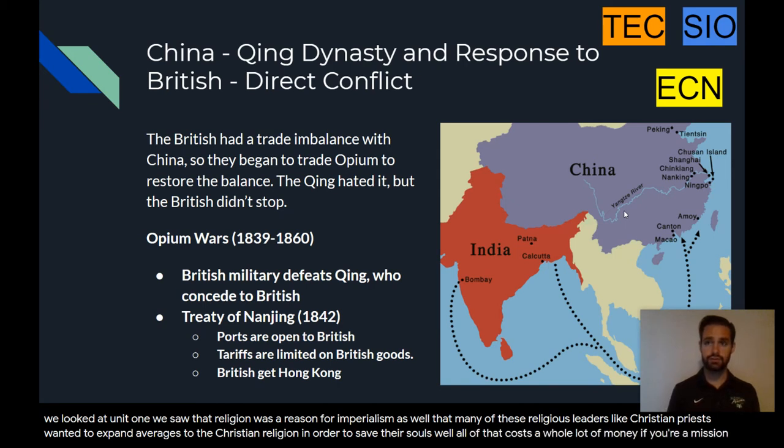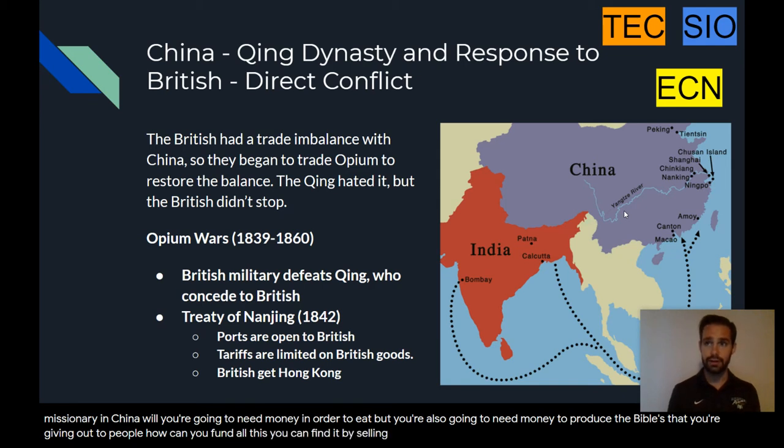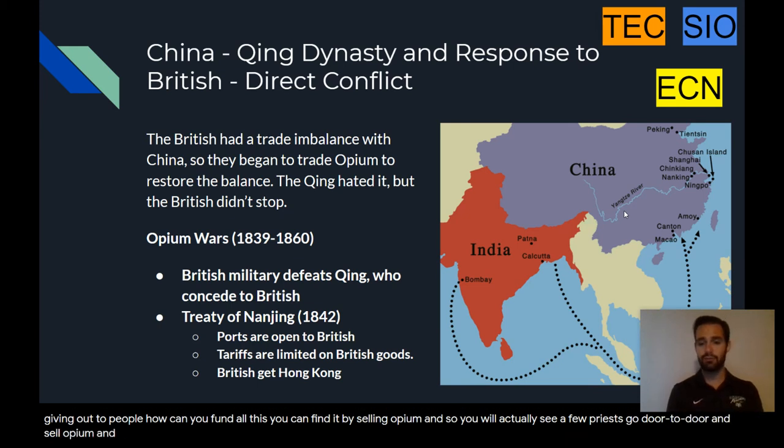If you're a missionary in China, you're going to need money in order to eat, but you're also going to need money to produce the Bibles that you're giving out to people. How can you fund all this? You can fund it by selling opium. And so you'll actually see a few priests go door to door and sell opium, and somehow morally justify it because it's helping them spread the word of God. So there's a lot of opium that's being spread.